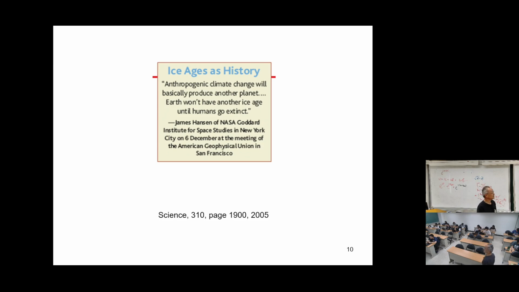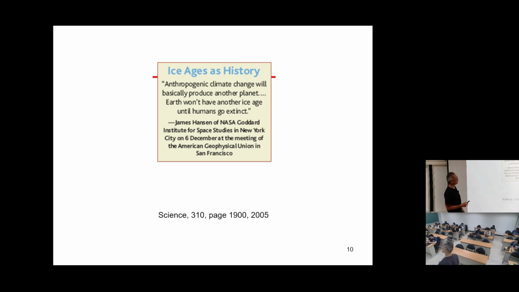So we see that the ice age is history, not necessarily. Anthropogenic climate change will basically produce another planet. Yes, it's going to be warmer. Earth won't have another ice age until humans go extinct. James Hansen, he was very angry, so he said this. But this is a very strong word.